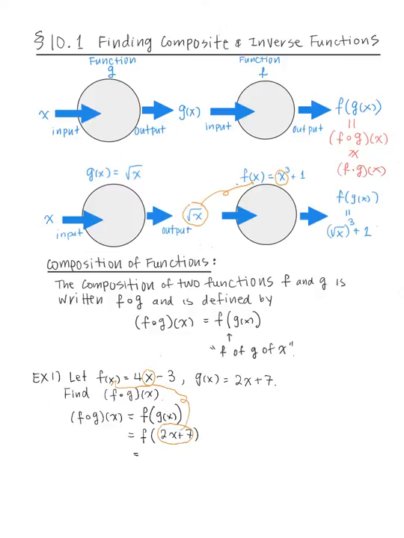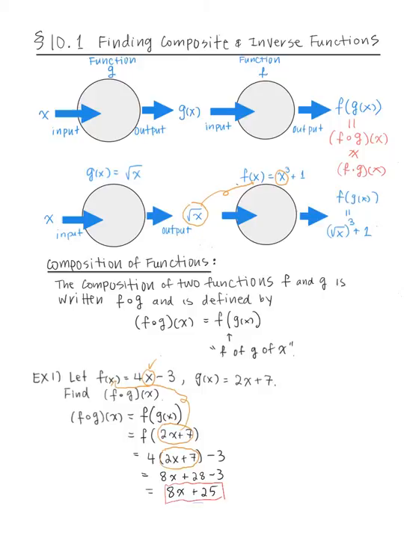You guys with me? So now I'm going to rewrite this as 4 times 2x plus 7, and then minus 3. This is what we plugged in place of x. That's going to be our answer, but let me simplify a little bit. This is going to be 8x plus 28 minus 3. So our answer is 8x plus 25. Let me just box that.